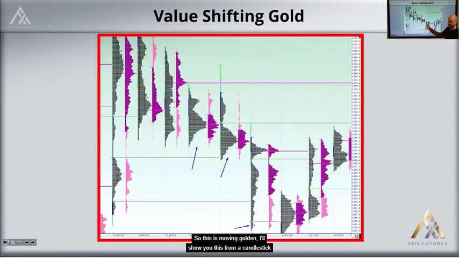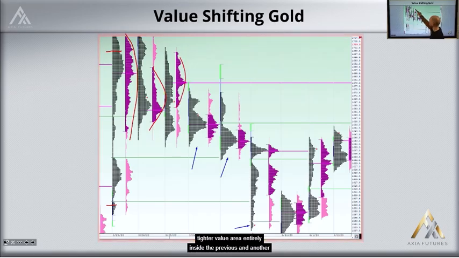So this is moving gold, and I'll show you this from a candlestick perspective in a moment. What we've got here is a market that has moved higher very clearly. We've opened down here, closed up here, wide value area. We've then got a tighter value area entirely inside the previous, and another value area entirely inside the big one again. So this all balances out and shows acceptance at these prices.